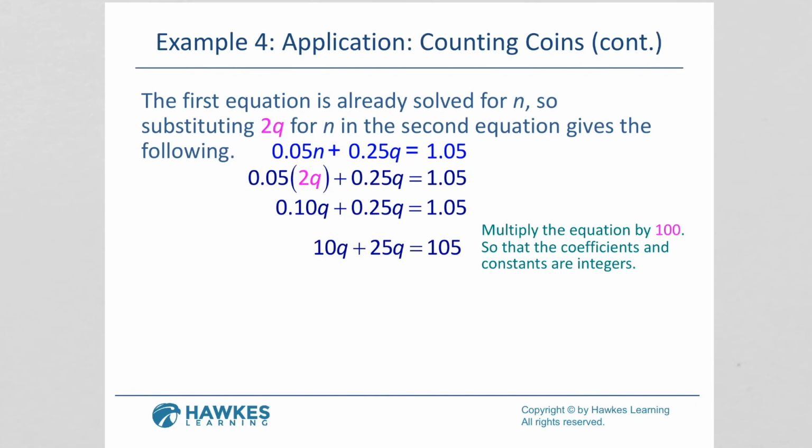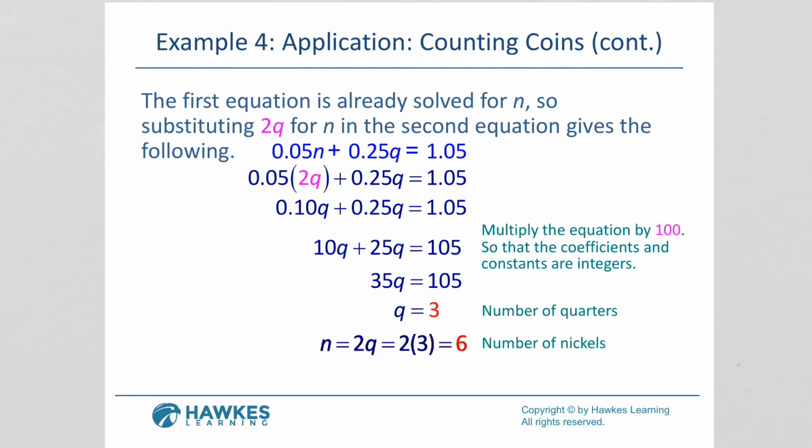Now we're going to multiply everything times 100 so we can get rid of decimals, which is always a good thing. So 10Q plus 25Q equals 105. Essentially, you're just moving your decimal place over 2 to the right. 10Q plus 25Q is 35Q equals 105. Divide both sides by 35. Q is 3. So you have 3 quarters. And since your nickels are twice as many as your quarters, you have N equals 2Q, which is equal to 2 times 3, which is equal to 6. So 3 quarters, 6 nickels.